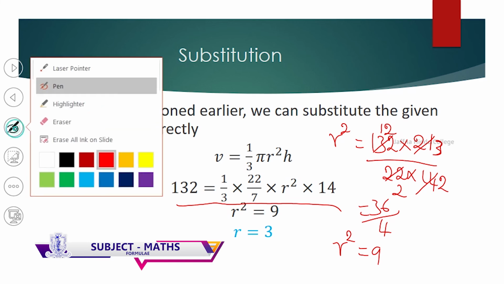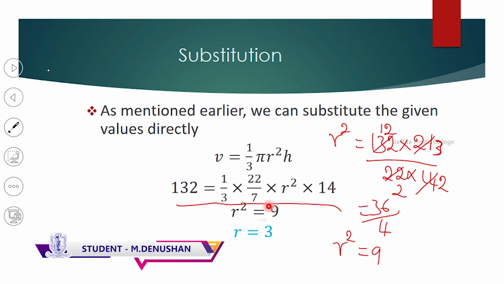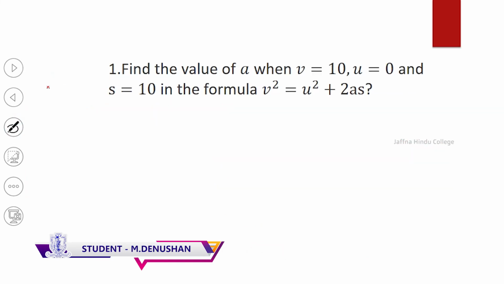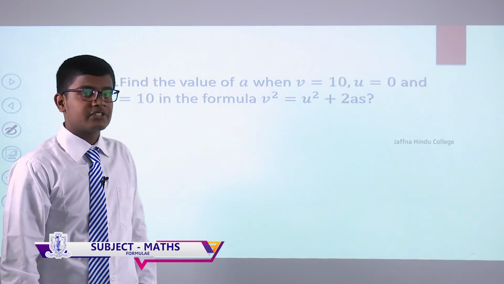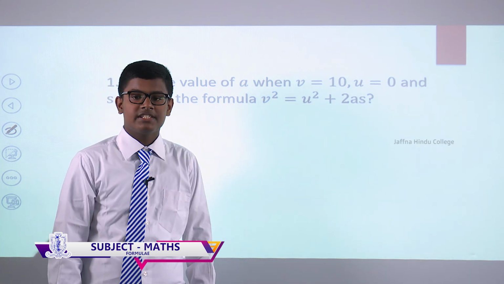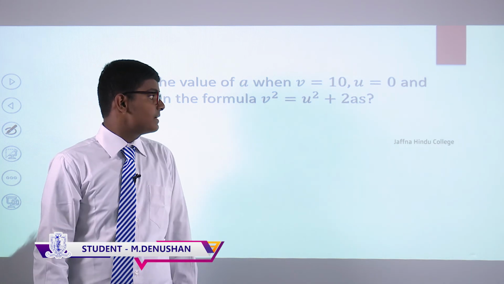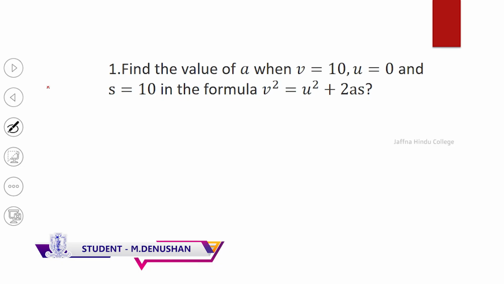Then we have to take the root of both sides, and by simplifying we obtain that r is equal to 3. Here we have to find the value of a when v is equal to 10, u is equal to 0 and s is equal to 10, in the formula v squared is equal to u squared plus 2as. Here we don't have to change the subject of the formula, we can substitute directly.